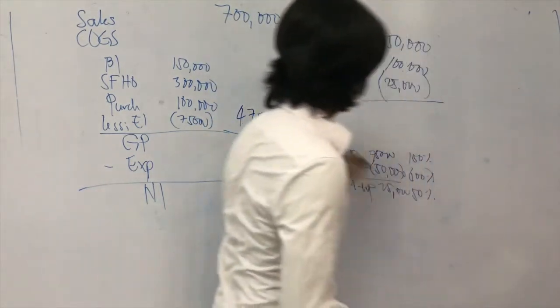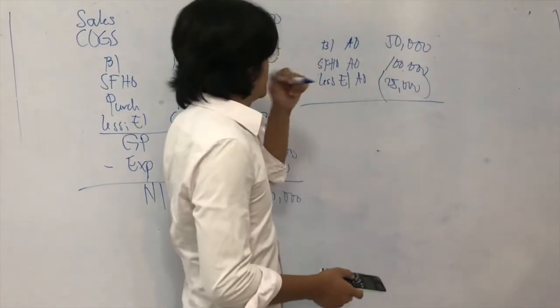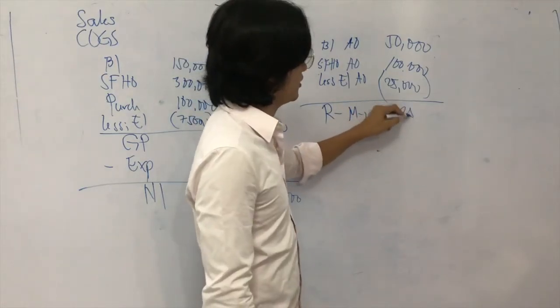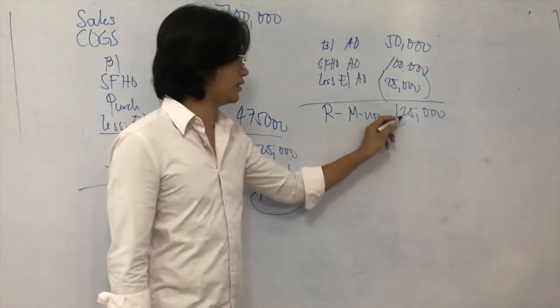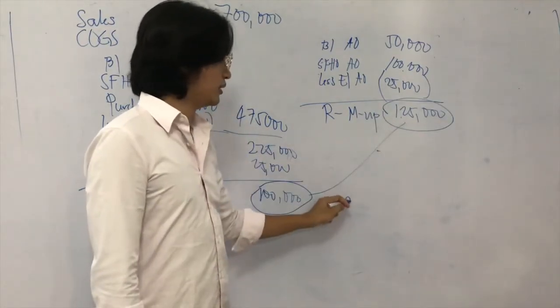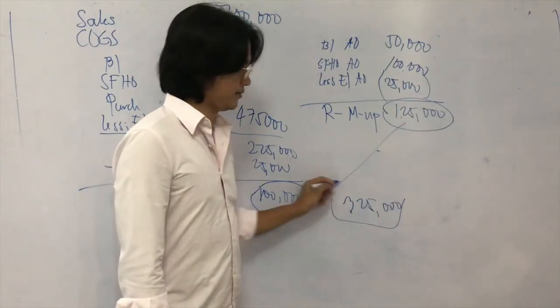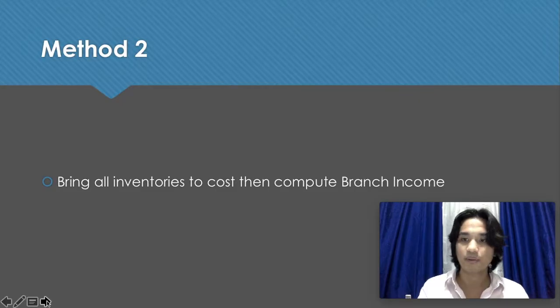So the realized portion of the markup is now 125,000. Realized markup 125,000. We add it with our current net income. We get a total net income of 325,000. That's method number 1. Method number 2.